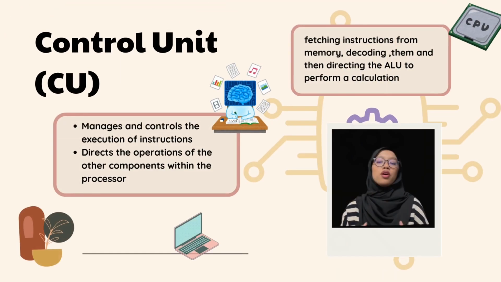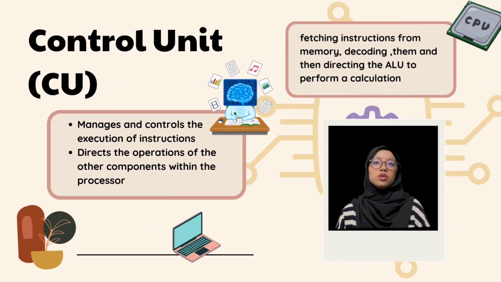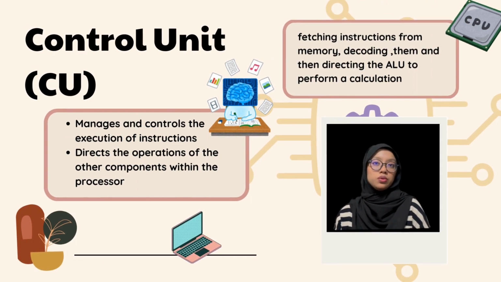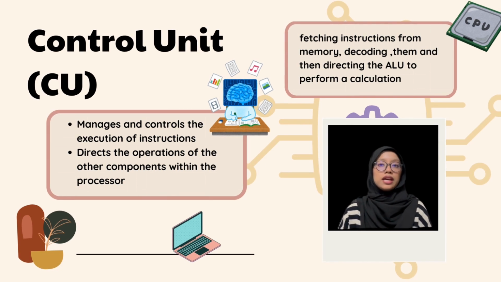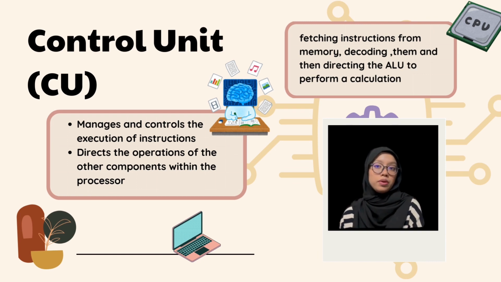First, let's talk about the control unit, CU. What does the control unit do? First, it manages and controls the execution of instructions. Second, it directs the operation of the other components within the processor. What the control unit does is fetch the instruction from the memory, decode the instruction, and then direct the instruction to the ALU to perform a calculation.